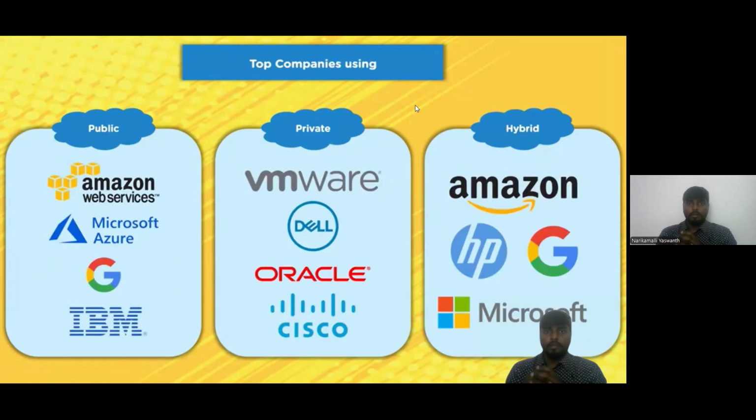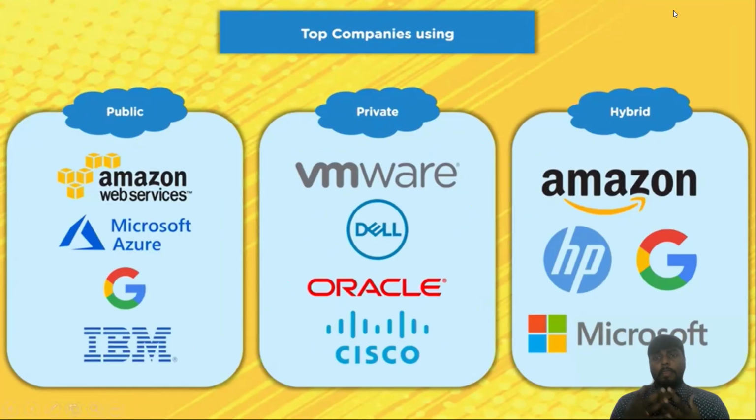We'll see today the top companies using the public cloud. AWS uses the public cloud, as well as Microsoft Azure, everybody is aware of it, and Google, GCP, Google Cloud Platform, and IBM Cloud. These four are the major companies that use the public cloud. Coming to the private cloud, VMware, Dell, Oracle, Cisco. These top MNCs use the private cloud. As for the hybrid cloud, Amazon, HP, Google, Microsoft are the various companies that use it.